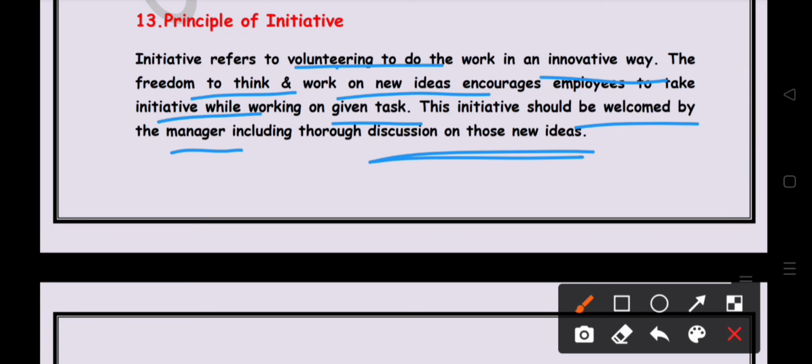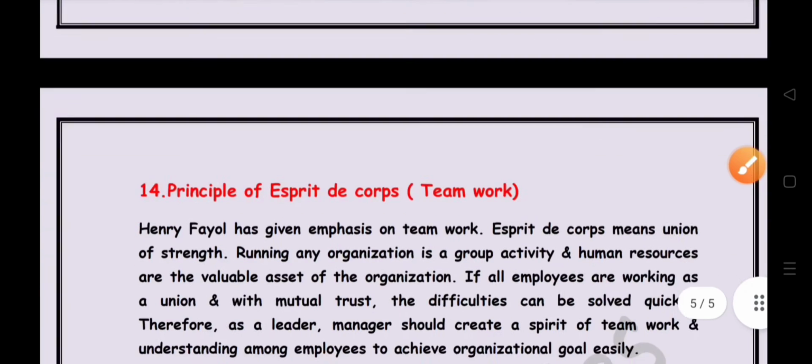For example, in the sales department, if any employee is giving an idea to promote our product or which helps to increase the sales of that particular product, it is the responsibility of the sales manager to consider the innovative ideas of that employee. That will encourage the employee to work efficiently, and they will work with a creative mind rather than a monotonous mind.